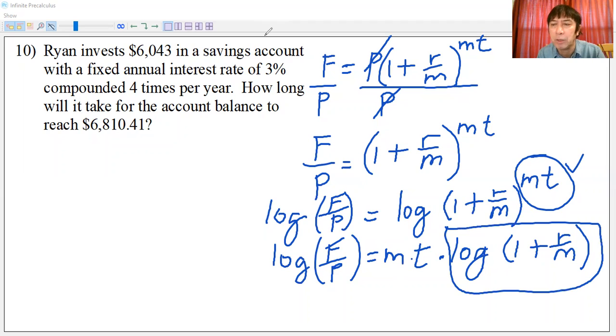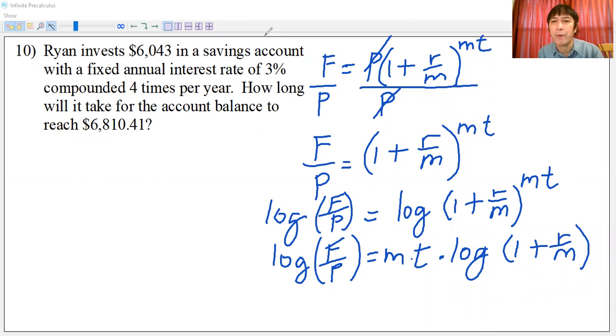So let's remove the boxes and circles that I placed. If we can only divide by the numbers and leave that letter t there, then we'll be able to get the formula. So at this point, we will divide there.